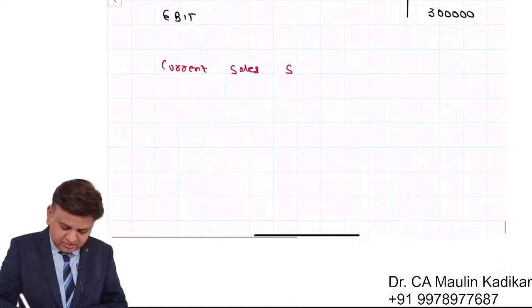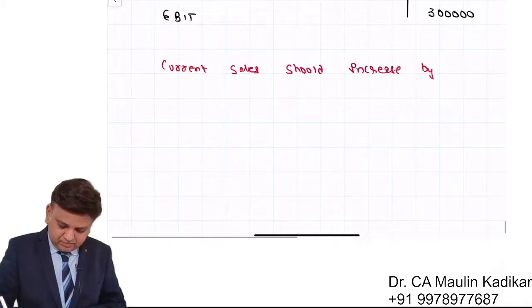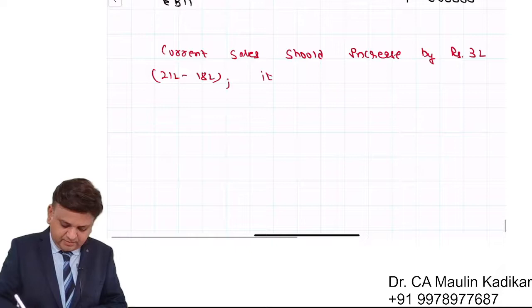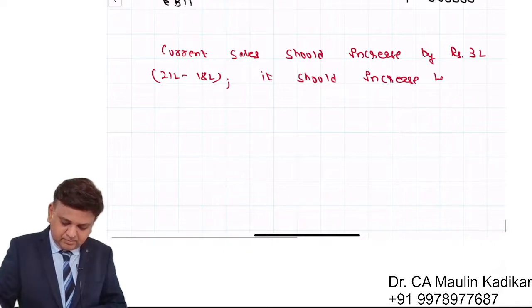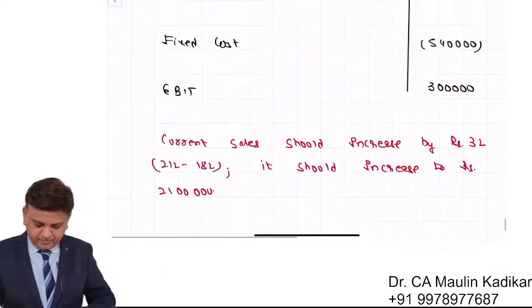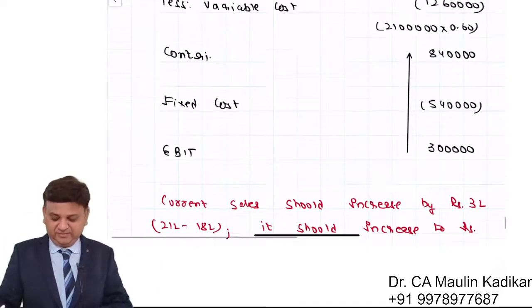Current sales should increase by rupees 3 lakhs, comma, it should increase to rupees 21 lakhs. That is what we understand.